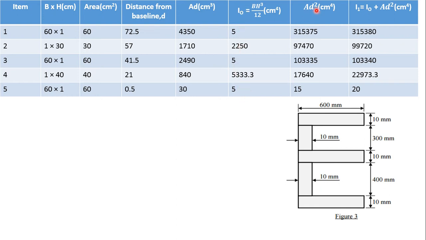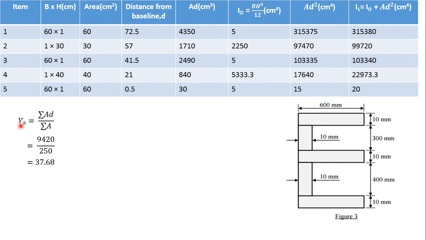And next you have to find the AD square, which is the area times the distance squared. So write down the answers. And finally, you have to find the I1, which equals IO plus AD square. So add them up together, you get the answer. And you can proceed to the next step, which is finding YB.